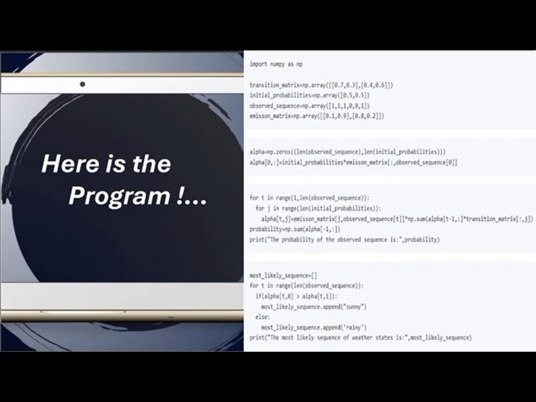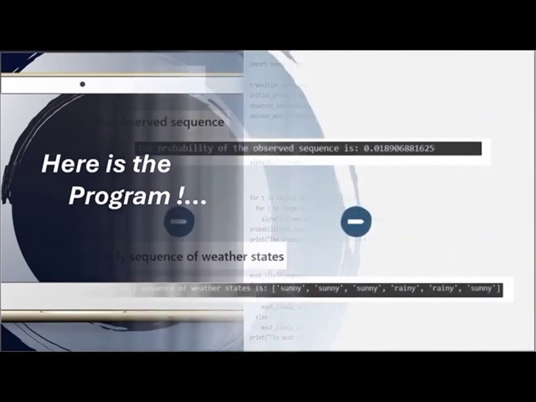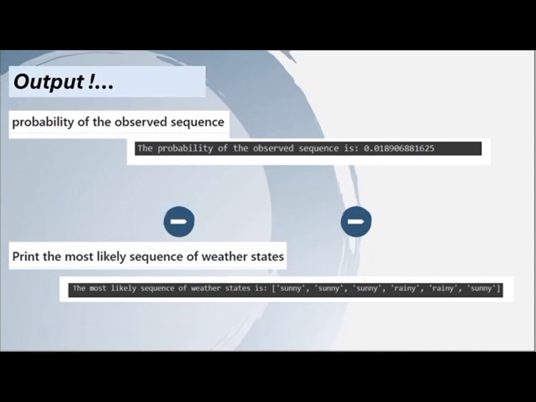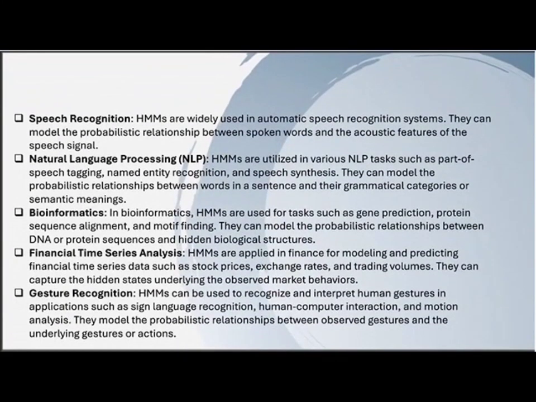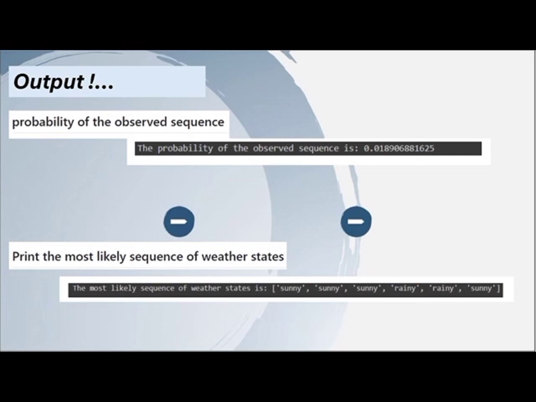Finally, we are determining the most likely sequence. For each time step, the code checks which hidden state, for example, sunny or rainy, has a higher forward probability and appends the corresponding state to the most likely sequence list. Finally, this code prints the probability of the observed sequence and the most likely sequence of the weather states based on the HMM. Here I am displaying the output of the code. See, the probability of the observed sequence is 0.0189 and the most likely sequence of the weather states is sunny, sunny, sunny, rainy, rainy and sunny.